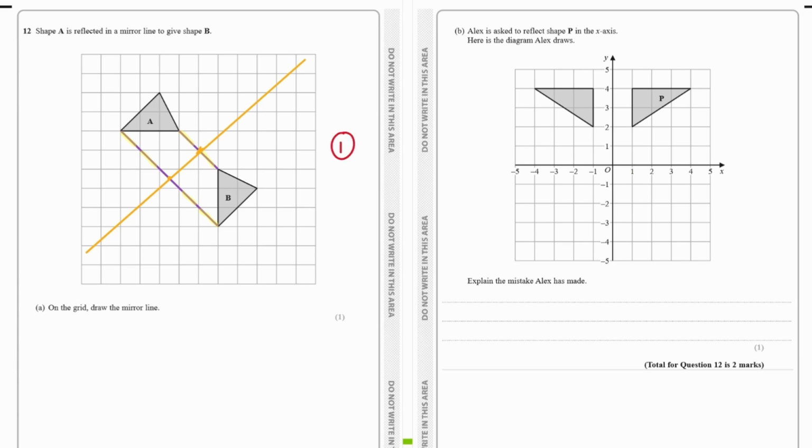Part B says, Alex is asked to reflect shape P in the x-axis. Here is the diagram Alex draws. Explain the mistake Alex has made. If Alex needed to reflect this in the x-axis, that means the reflected shape should have been in this quadrant here. Therefore, we can say that the mistake he has made is that Alex has reflected the shape in the y-axis instead. And this explanation was worth 1 mark.